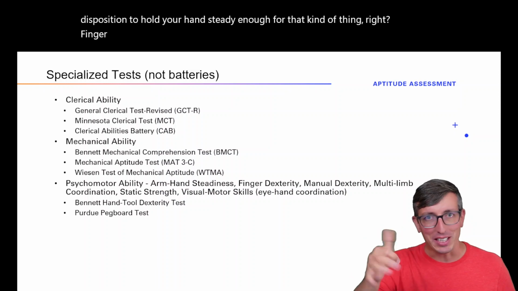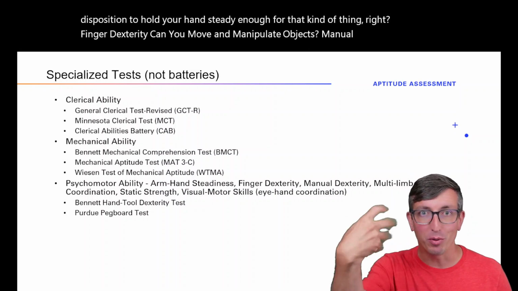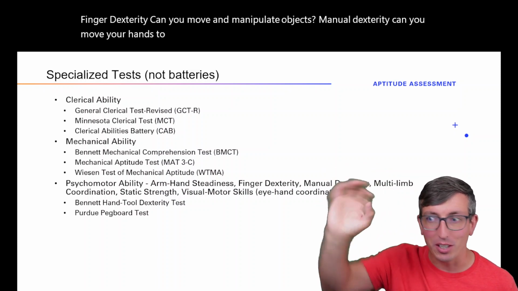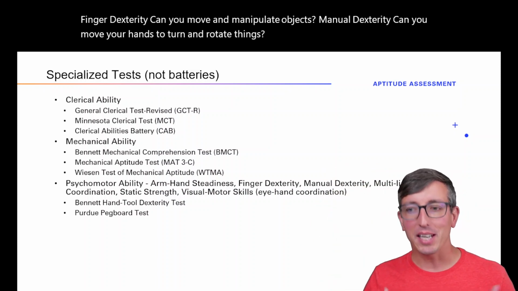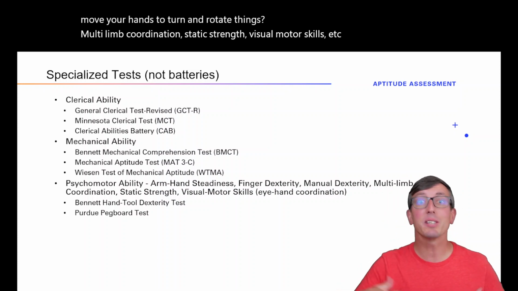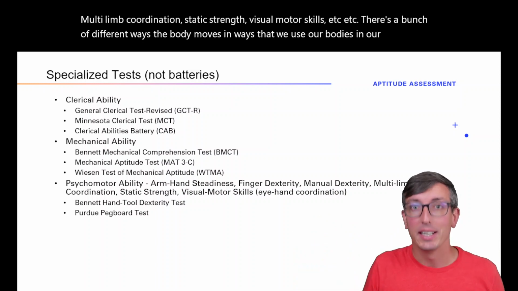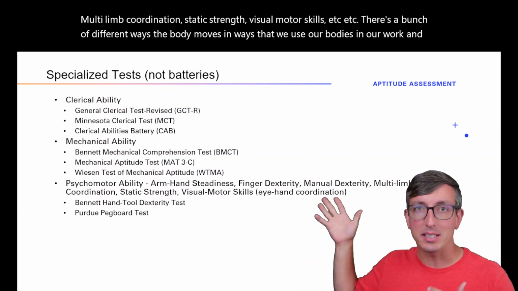Finger dexterity. Can you move and manipulate objects? Manual dexterity. Can you move your hands to turn and rotate things? Multi-limb coordination, static strength, visual motor skills, et cetera, et cetera. There's a bunch of different ways the body moves and ways that we use our bodies in our work. And these are things that can test for that.